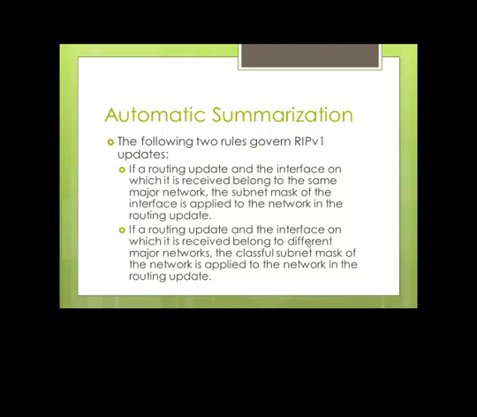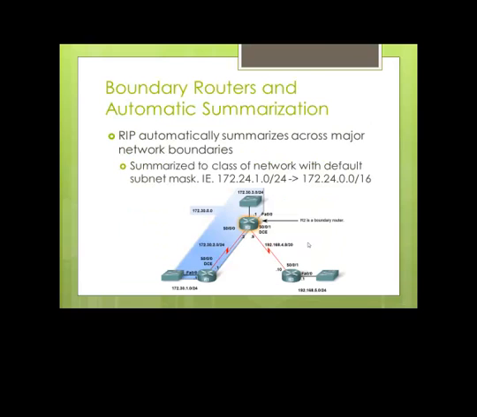There are two rules that govern RIP version 1 updates in automatic summarization. The first, if a routing update and the interface on which it's received belong to the same major network, the subnet mask of the interface is applied to the network in the routing table. Let's take a look at an example with that. R1 is going to be sending an update up to R2. R1 would include the 172.30.10 in its update and also the 172.30.20 in its update, both with the /24. And that update would be received by R2. Since R2's interface that it gets received on has the same subnet mask /24 as the updates being sent /24, it will go ahead and accept that custom /24.